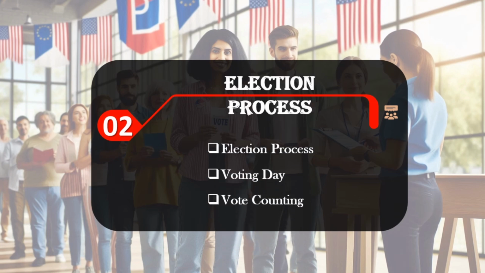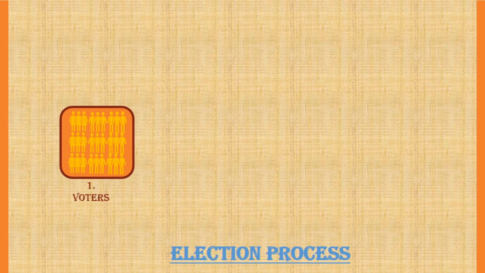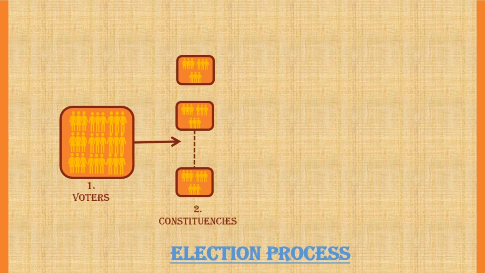In the next topic, we will study the election process in detail. First of all, the Election Commission prepares a list of voters in the country. In the second step, the entire country or the state for which elections are to be conducted is divided into different parts. These parts are called constituencies.